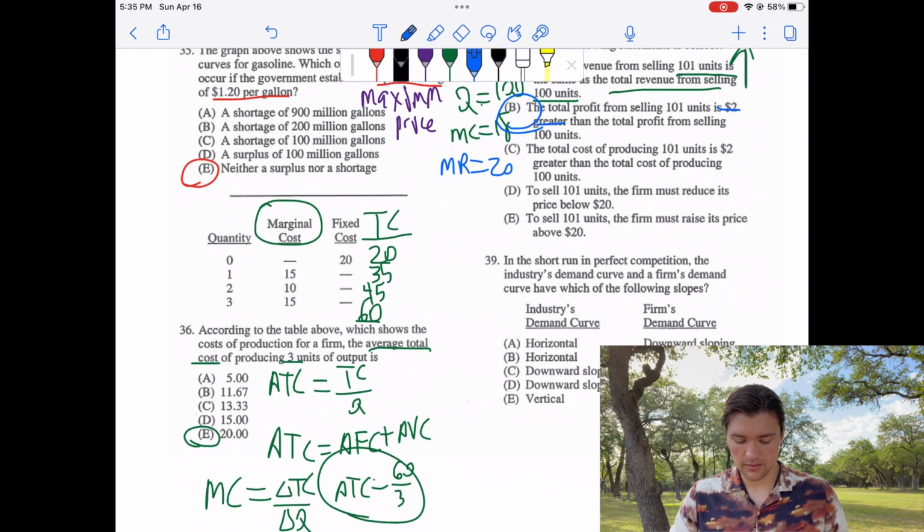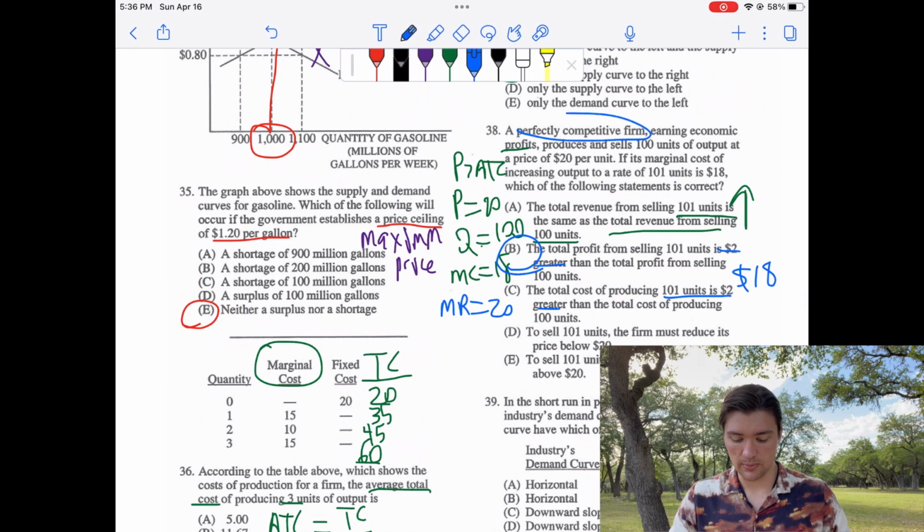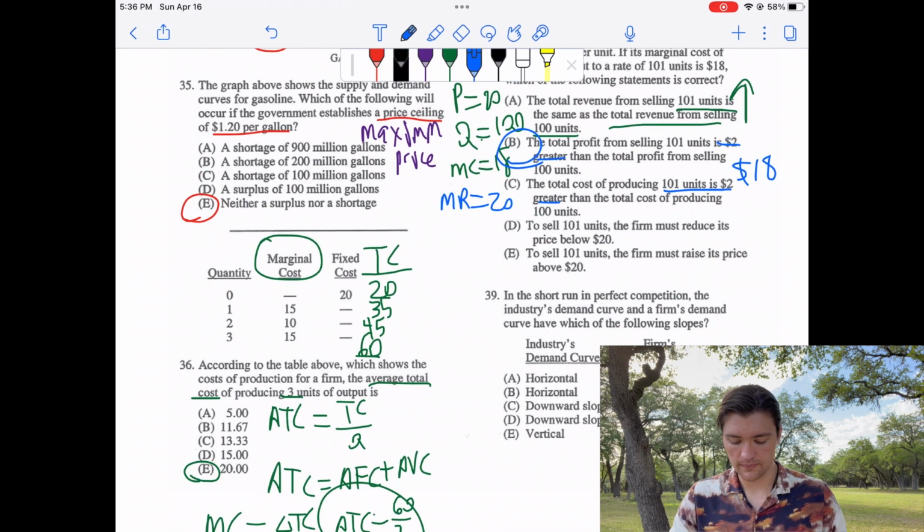Let's see here. Your total cost of 101, it's $2 greater. No, it's actually 18 greater, because remember your marginal cost is 18. To sell 100 units, the firm must reduce its price to below 20. No, you cannot change your price. Remember, you are a perfectly competitive firm. So you cannot change your price.